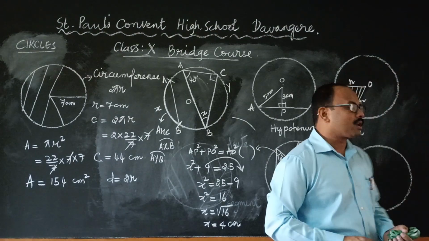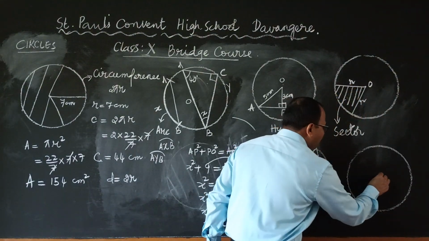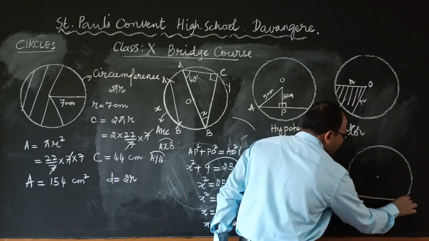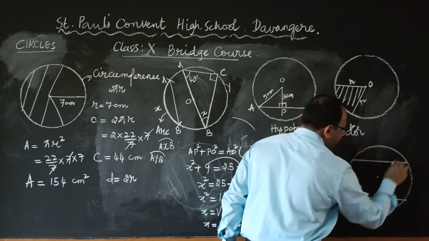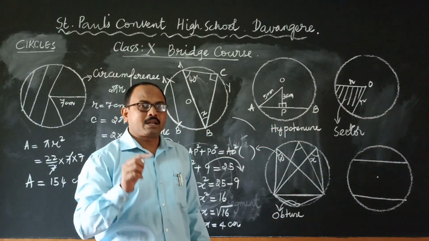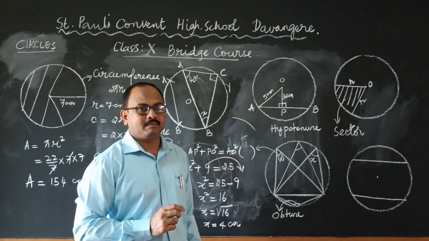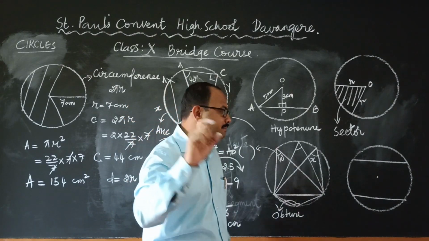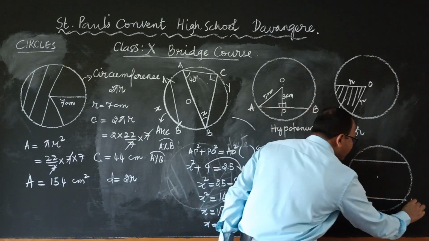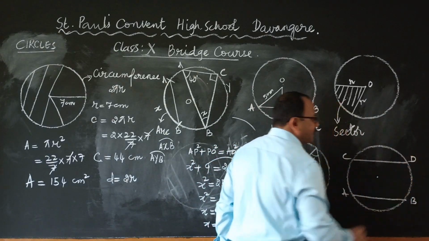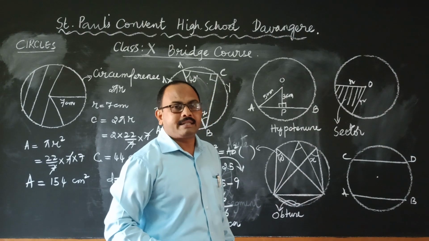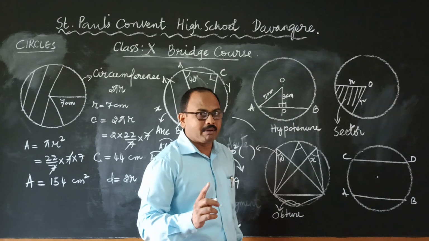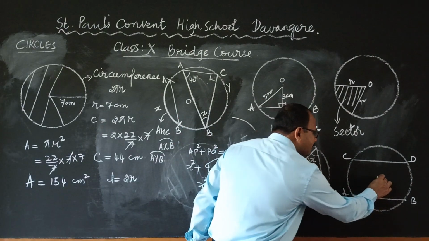Then, one more concept, children. Let me draw two chords, children. One is here, another one is here. If the chords are equal, then their perpendicular distances will also be equal. Remember, chord AB, one more CD. Chord AB is 10 centimeter, CD is also 10 centimeters. If chords are equal, then calculate this distance, children.